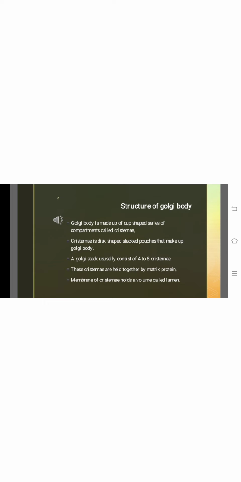Usually, a Golgi stack consists of 4 to 8 cisternae in plant cells, but it may contain 30 to 60 in other protists, animals, or microbes. And the membrane of the cisternae holds a volume called the lumen.